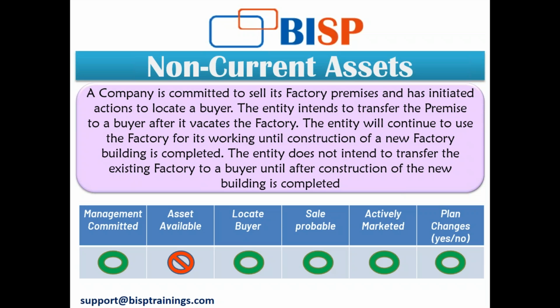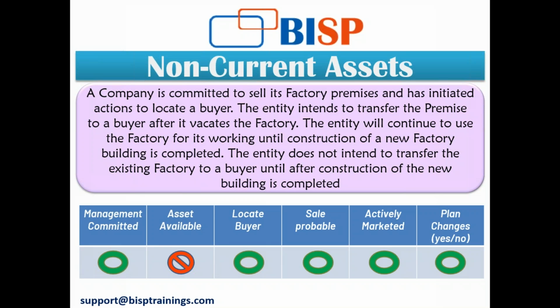Let's take another example of discontinued operations, because of course assets held for sale and discontinued operations both are looked upon by IFRS 5 only. There is an entity and it is committed to a plan to sell a manufacturing unit. This is a manufacturing entity, and hence one of its manufacturing units they are planning and committed to sell, and they've also initiated the action to locate a buyer.